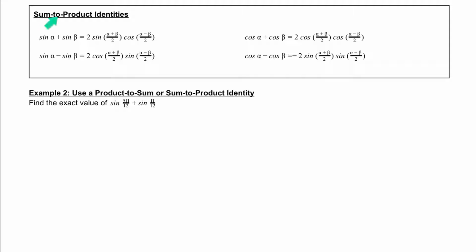Now we're going to use the sum to product identities. So we have sine plus sine, sine minus sine, cosine plus cosine, and cosine minus cosine. What we want to do is find the exact value of the sine of 5 pi over 12 plus the sine of pi over 12. So we are using a sine plus sine.